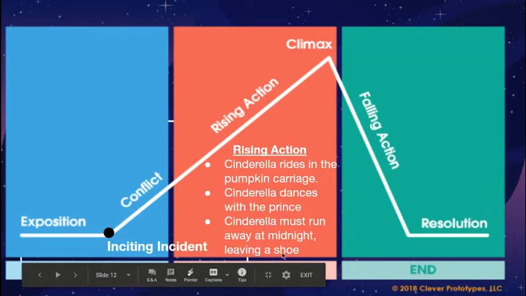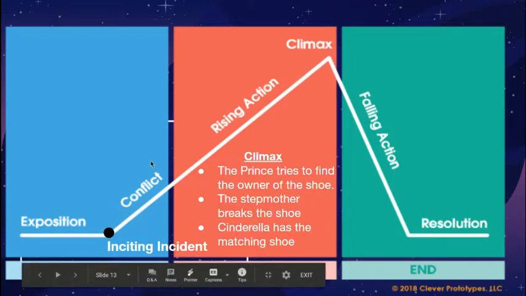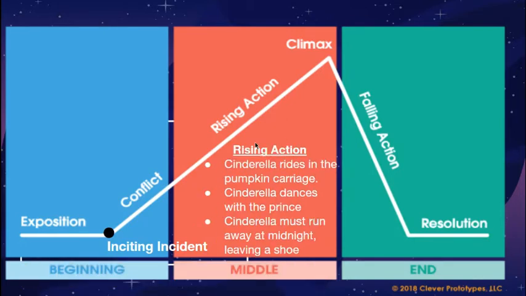But she leaves behind a shoe. I'd say that's going to be all of our rising action. And then for the climax, I'd actually include here the rising action. The prince finds the shoe, and then he decides that he's going to try and find whoever the woman is who was wearing that shoe originally.